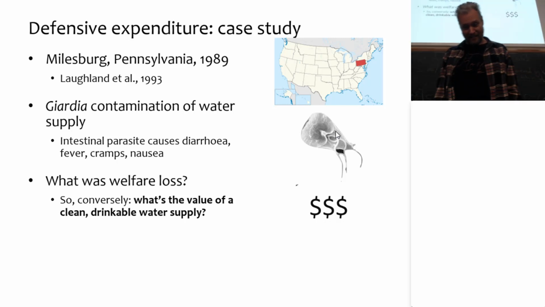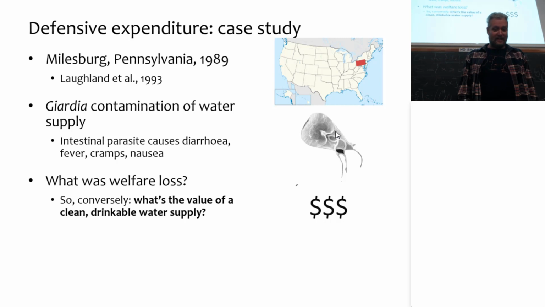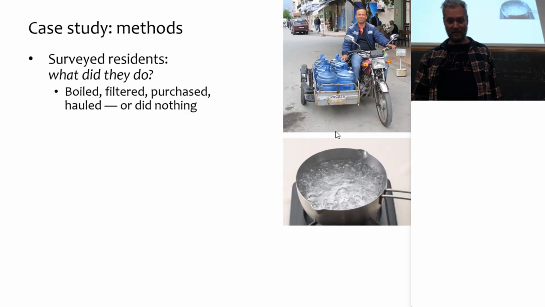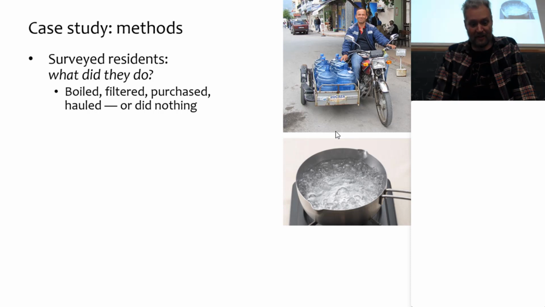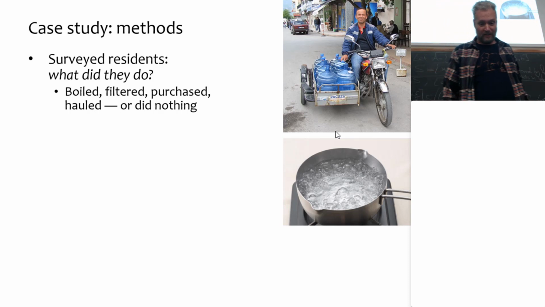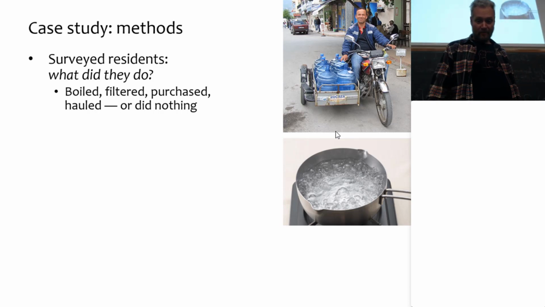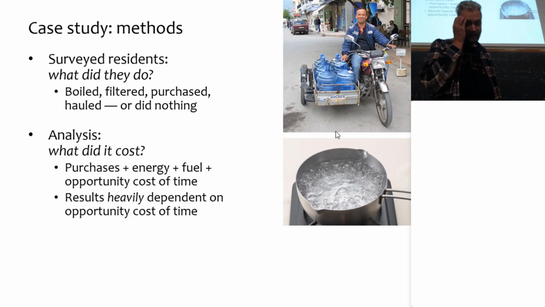So what do you do? There's Giardia in the water. Well, essentially, you need to clean the water or find an alternative source of drinking water. And then the question is, what would that cost? What this study did is they surveyed residents and asked them what they did. There was a health warning out. They switched to bottled water. They put on filters. They hauled water in from long distance, and so on. And some just didn't do anything.